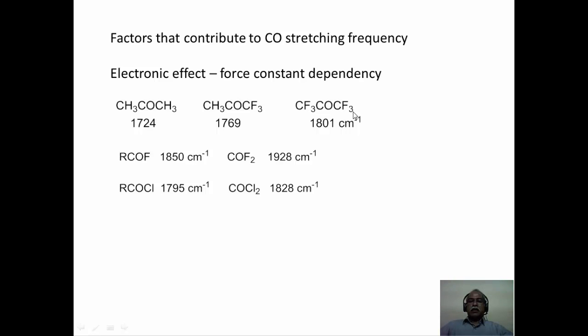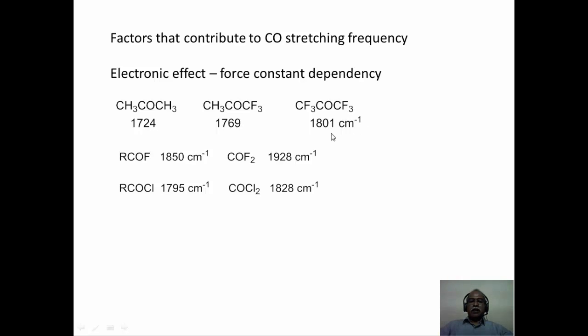This effect will further increase when you have two trifluoromethyl groups. In other words, you have twice the electron withdrawing effect of the CF3 group attached to the carbonyl. Therefore, in terms of the carbon-oxygen bond strength or the force constant, acetone will have the lowest force constant, whereas hexafluoroacetone will have the highest, which is reflected in the increasing frequency as you go from acetone to trifluoroacetone to hexafluoroacetone.